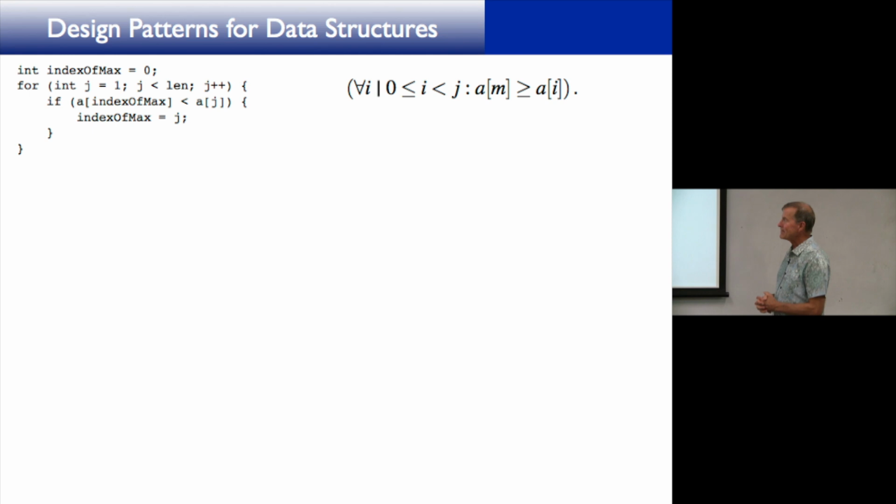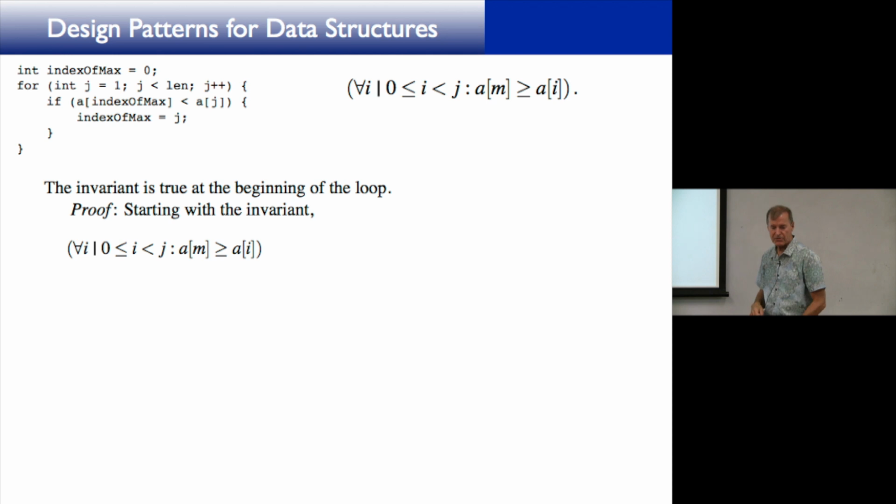Okay. So here, let index of max gets 0, for int j gets 1, j less than length, j plus plus. If a sub index of max is less than a sub j, then index of max gets j, etc. And here we have written a sub I, the invariant. Okay. Now what was the first one? The first step was what? Prove initialization. The invariant is true at the beginning of the loop.